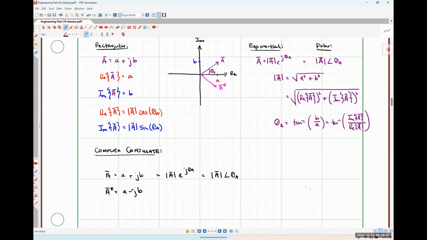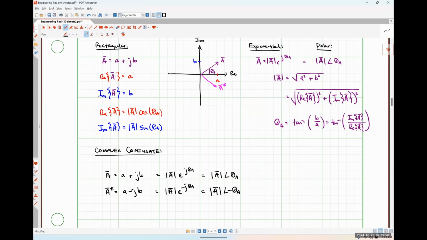What do you guys think it's going to do for my exponential and polar form? Change the sign on the angle. That's it. Absolutely right. So angle A, e to the negative j theta A, or magnitude of A, angle negative theta A. That's all the complex conjugate operation is by hand. And you guys probably noticed when I was shuffling through the menus that your calculator can totally do it for you if you don't bother to learn this trivial operation. Okay.